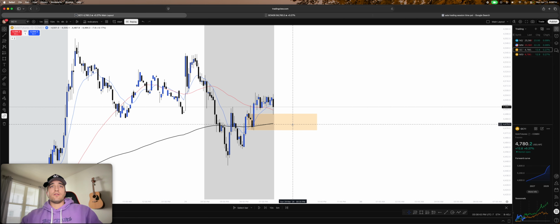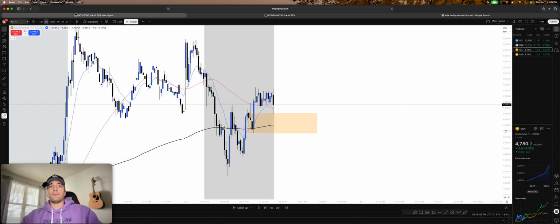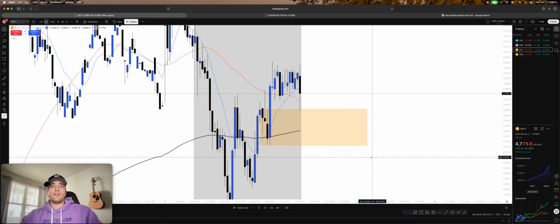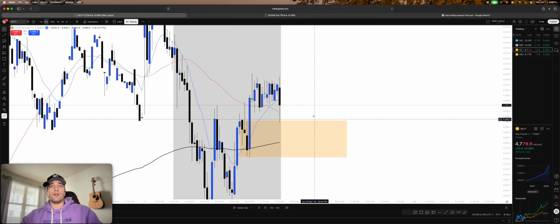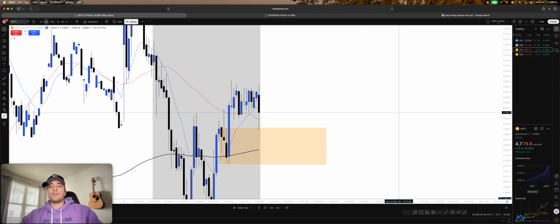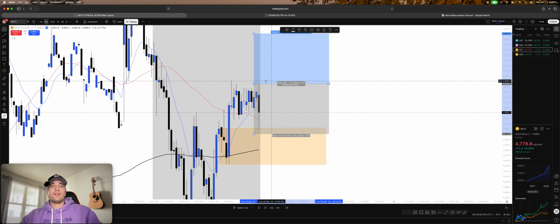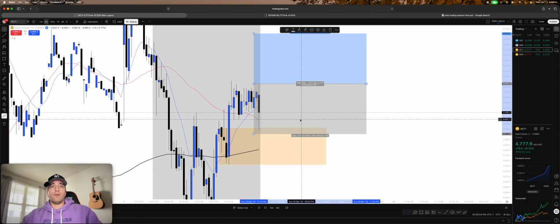So we're gonna wait. So right here, as you can see, I'll zoom in a little bit. We actually did get a wick that tapped right into the zone here. So ideally in this situation, I'd be waiting for the next candle, and once it breaks the high of that candle that finally tapped the zone, that would be my buy point.